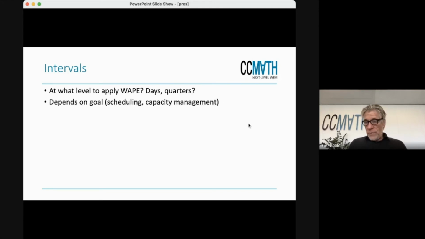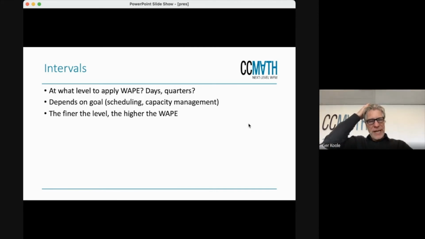So if you do short-term scheduling, yes, you want to have the right forecast at the quarter level, so you probably also want to calculate the WAPE at the quarter level. Perhaps in your reporting you want to do it at the day level, but you definitely need a good forecast at the quarter level. If you're doing long-term planning or capacity management, you're probably still forecasting at the day level. So that is what you need.